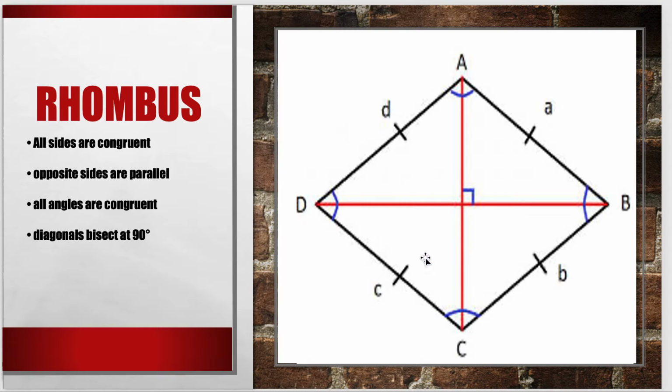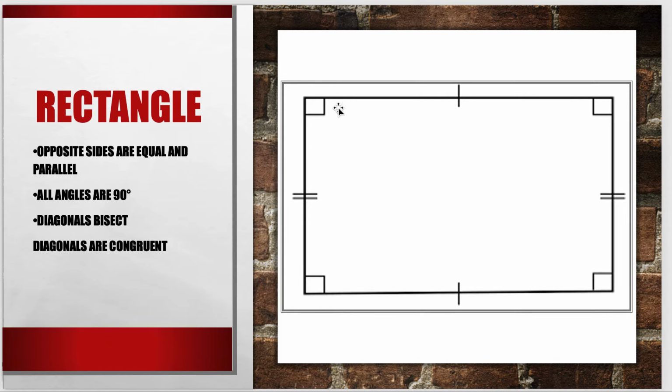Next we have the rectangle. Opposite sides are equal and parallel. So this one's not labeled at all, really, so I'm just going to point it out. The top line is parallel to the bottom line, and it's also equal. They're the same length, congruent. And then same with the sides. The side line is parallel to the side line on the right, and they're congruent. And then all angles are 90 degrees. The interior angles. So this angle right here, they're all 90 degrees.